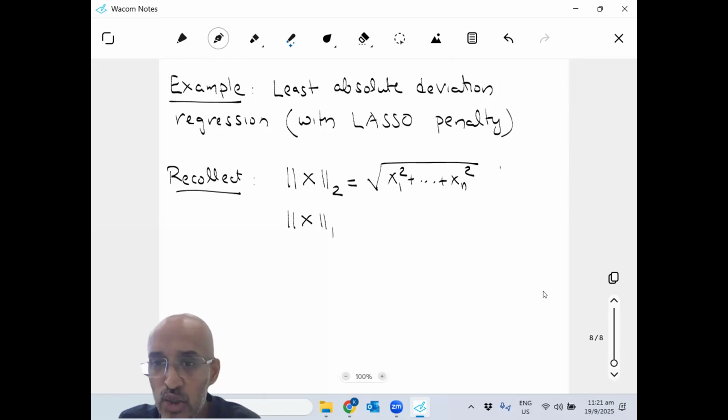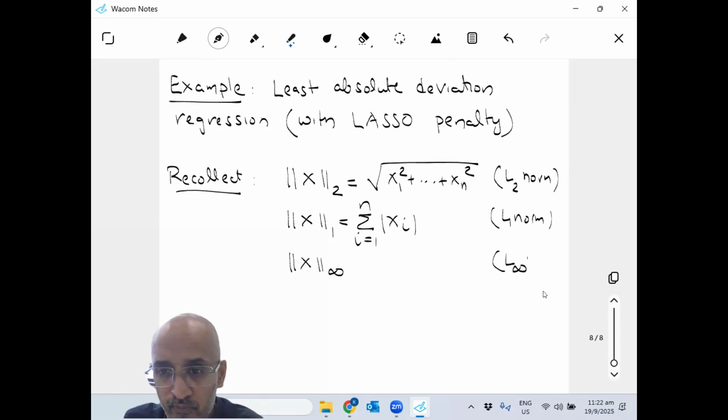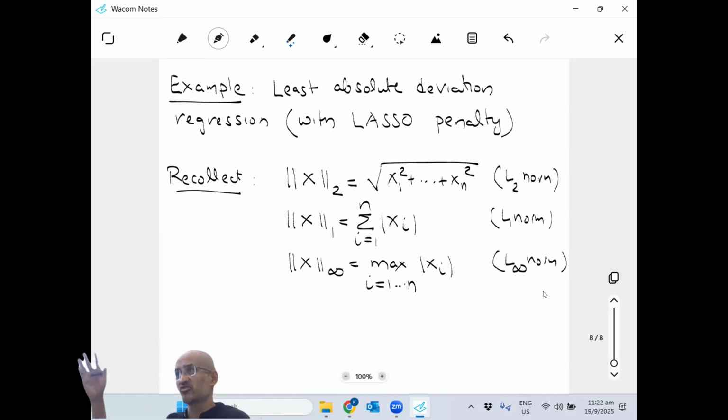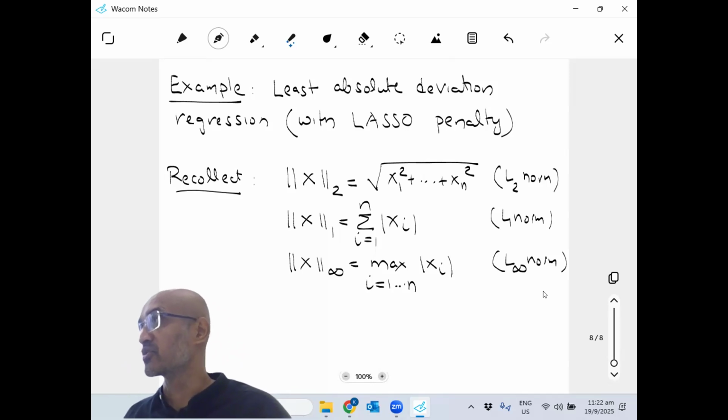The L1 norm. So this is the L2 norm. Okay, so what's the L1 norm? It is the sum of the absolute values of the xi's, and the L infinity norm is the max, not the sum, but the max of the absolute values. These norms satisfy several properties like triangle inequality and homogeneity and so on. I don't want to get into all that here. It's not critical for us.